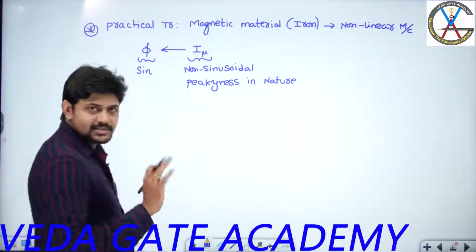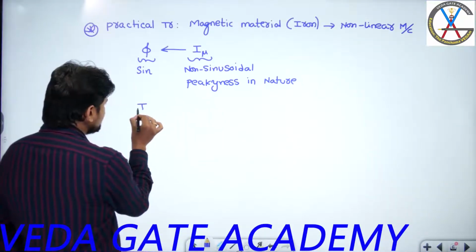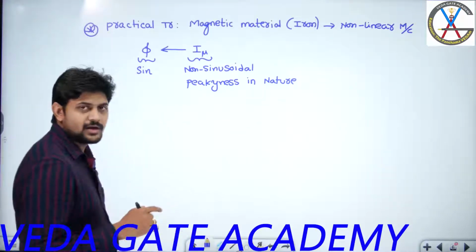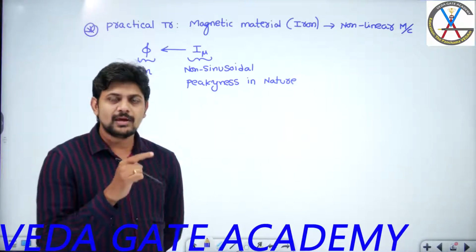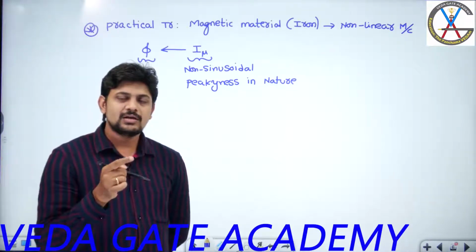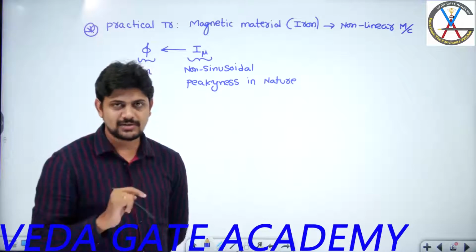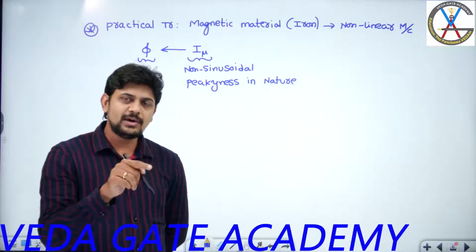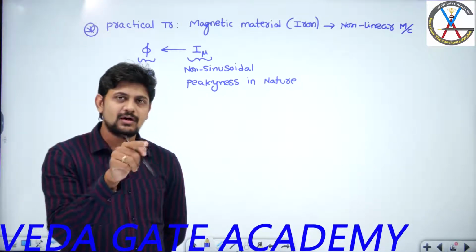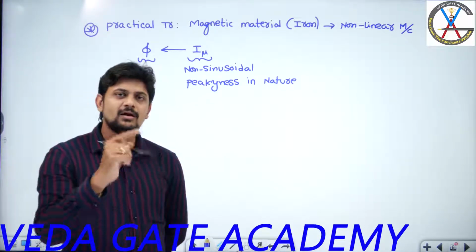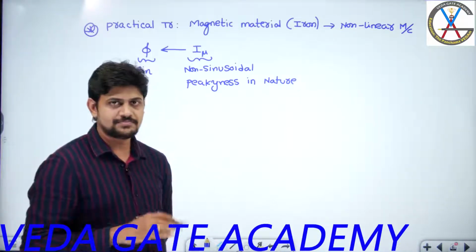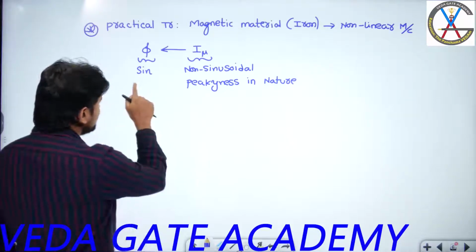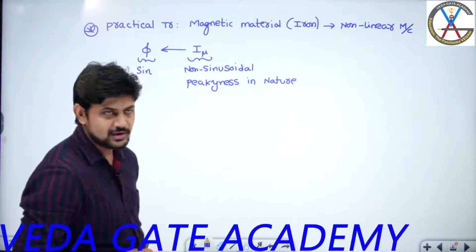Now, as I said, whenever you take a non-sinusoidal waveform and apply Fourier series analysis, that waveform will be resolved into a sum of sinusoidal waveforms at different frequencies, with multiple components of frequencies. Out of that, the fundamental frequency component is called the fundamental component of current. The remaining are called harmonic components of currents. So here, in a practical transformer, in order to produce sinusoidal flux, the I mu should be non-sinusoidal.